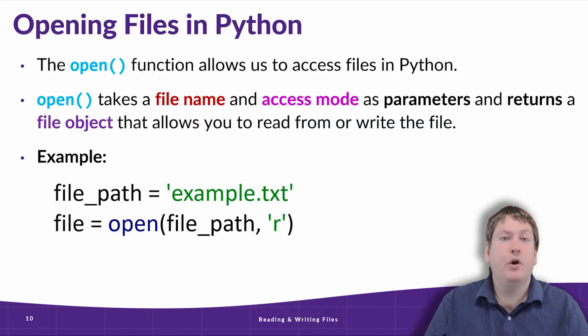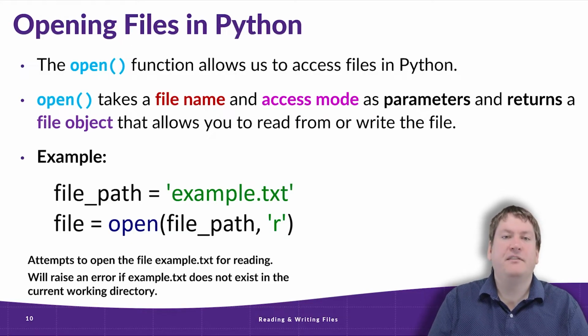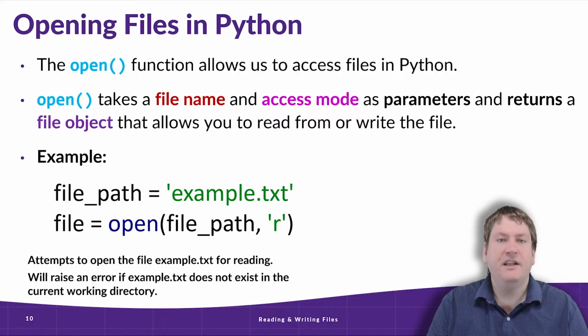On the next line, we're opening this file. So in this case, the file is named example.txt. Since we don't give a full path, Python's going to look for this file in the current working directory. You'll also notice that we are giving an access mode of R, which means that we're reading from this file. So it's going to be opened in read-only mode. So to summarize, this attempts to open the file example.txt for reading. And this will raise an error if example.txt does not exist in the current working directory.